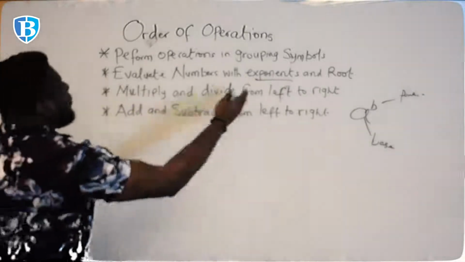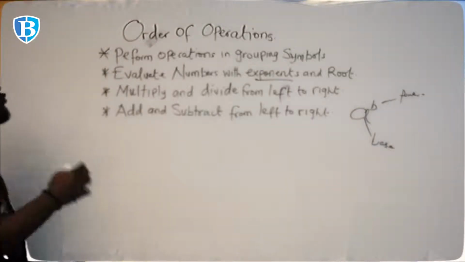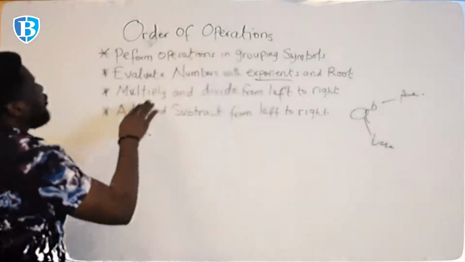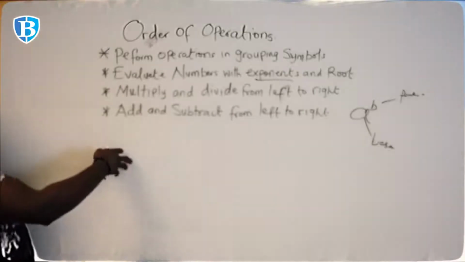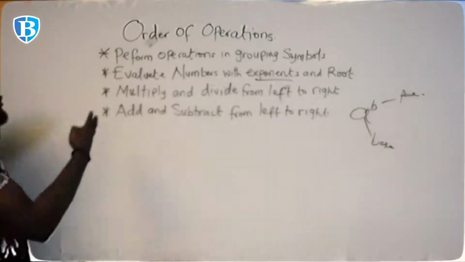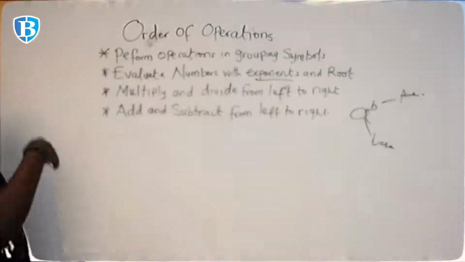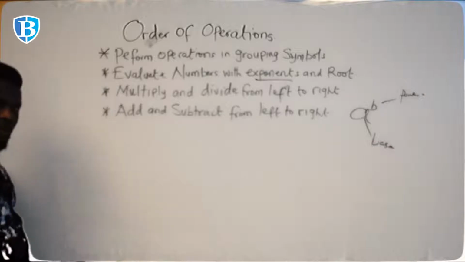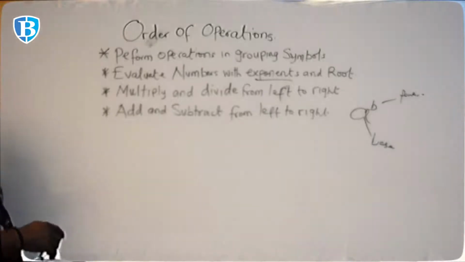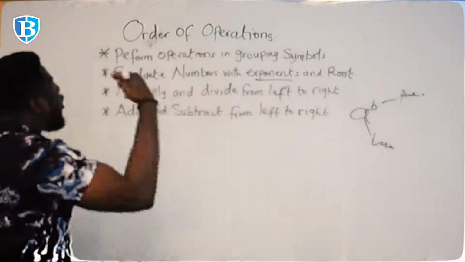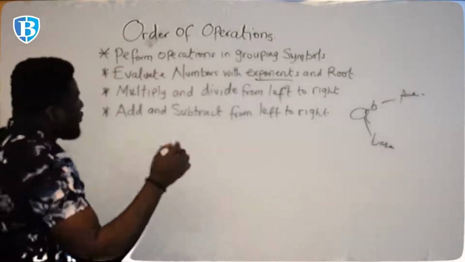Next, multiply and divide from left to right. What do you mean by that? When you are doing your order of operations, you have to multiply and divide from the left. If multiplication comes first from the left, you do it first. If division comes first from the left, you do it first. The next thing is to add and subtract from the left. The same thing applies: if addition comes first, you follow that process, and if subtraction comes first from the left, you do it. When you have a question, you will understand more what you need to do. Now let's solve this question.